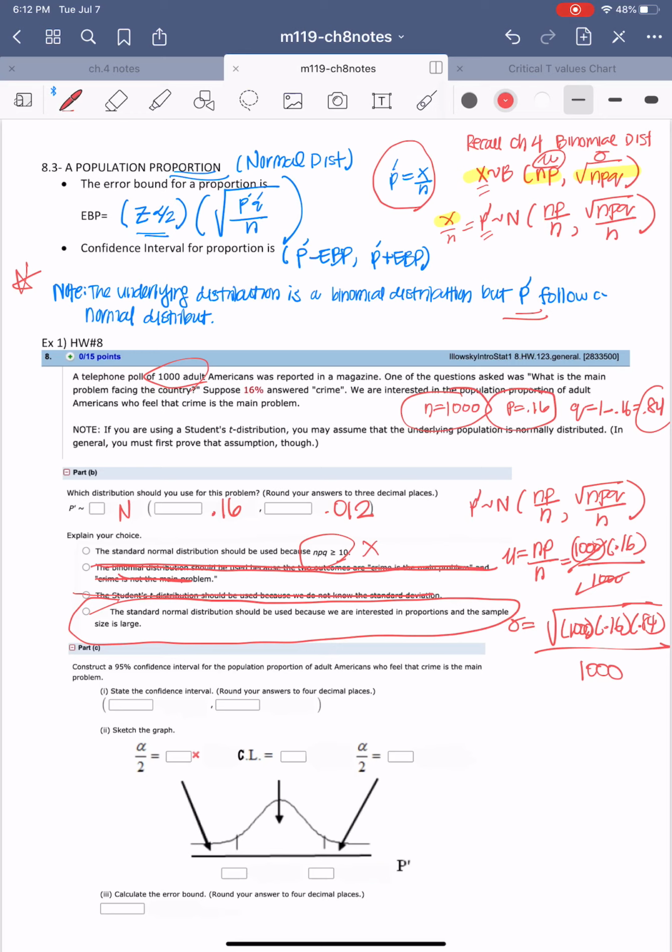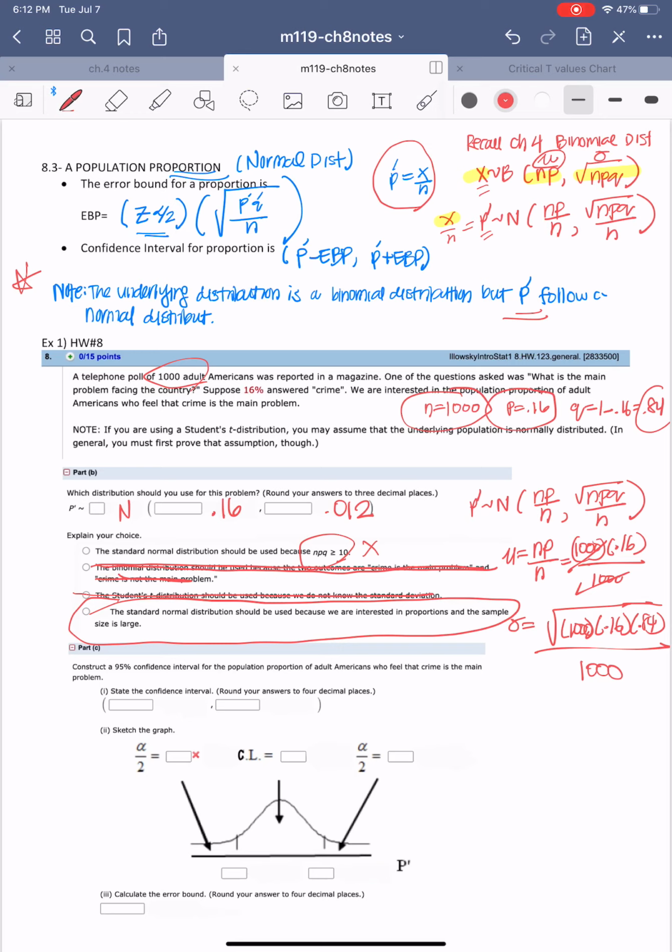So this one right over here. This part I didn't say anything about npq greater than 10. That one is a random fact, not given in the notes. So the best one is the last one. Let's build a confidence interval.